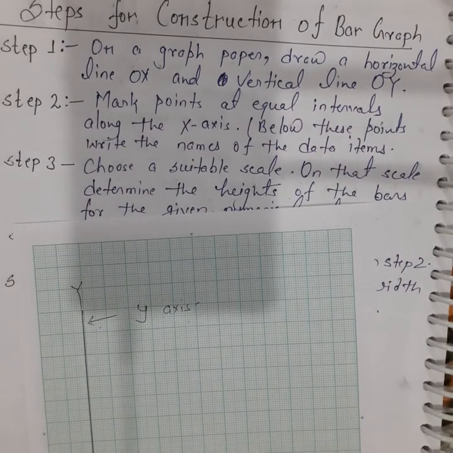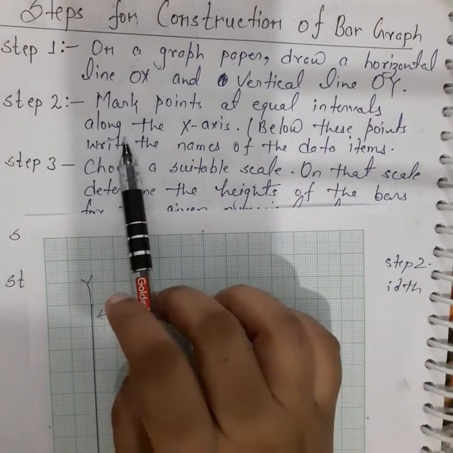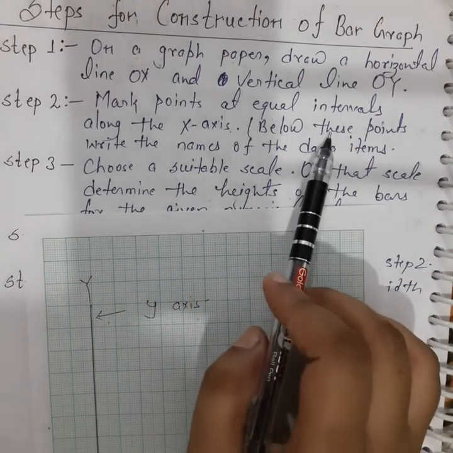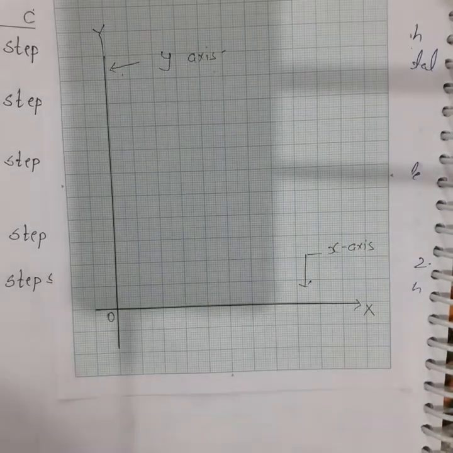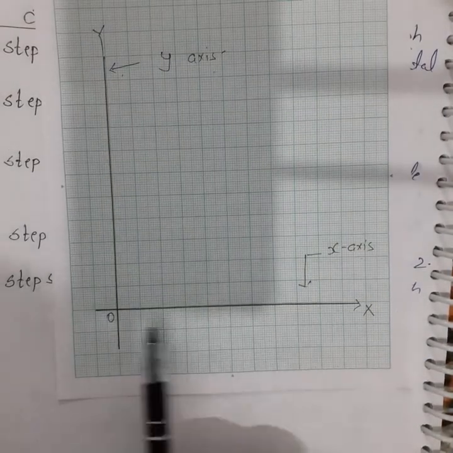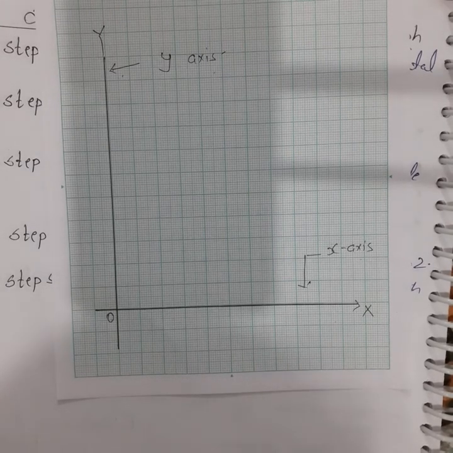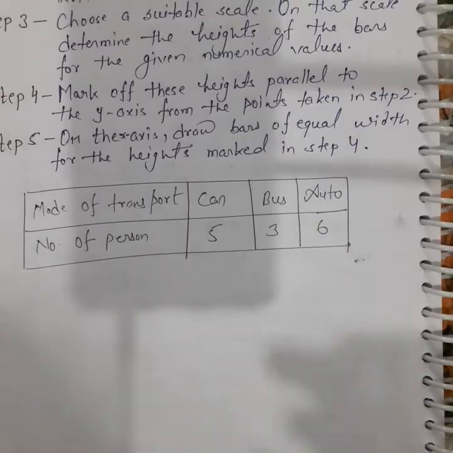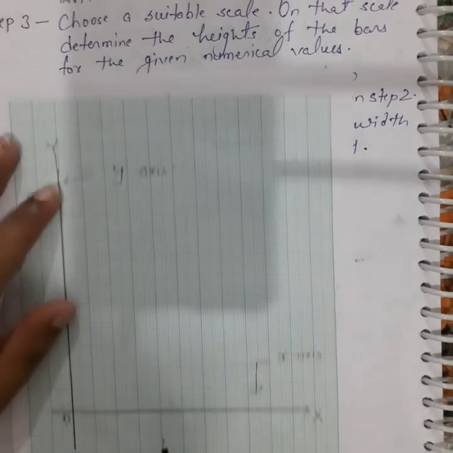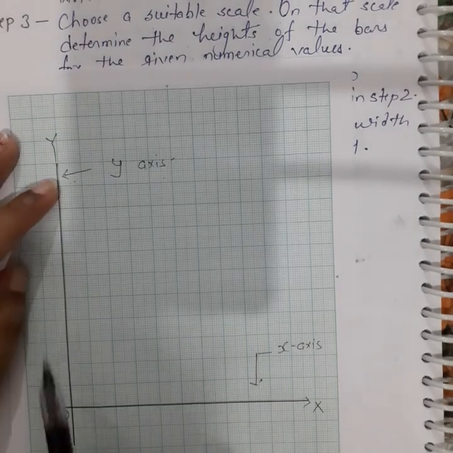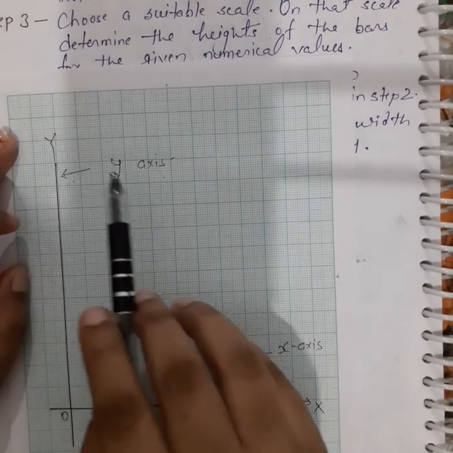Now the second step is to mark points at equal intervals along the x-axis. Below these points, write the name of the data. What do we have to do? We have to mark the points on the x-axis. Suppose we have to represent this data in the form of a bar graph, what do we do? First we draw a line OX, that is the x-axis, and then OY, the y-axis.